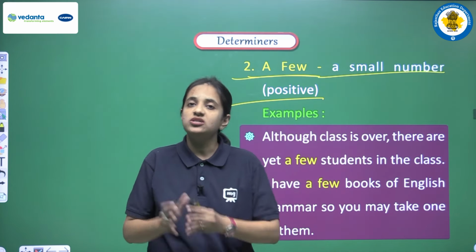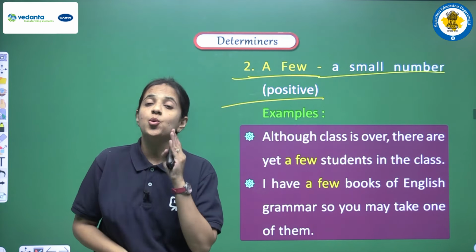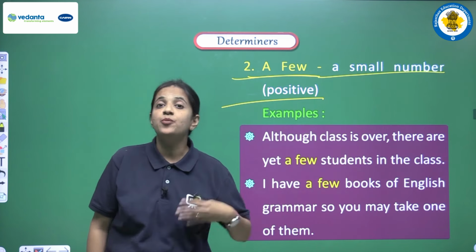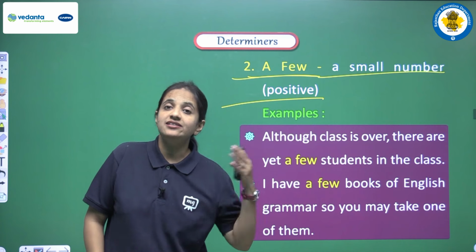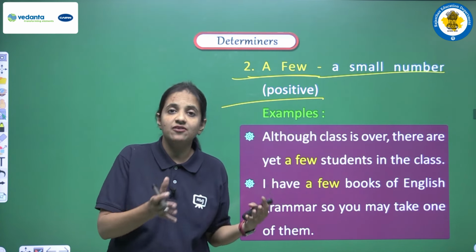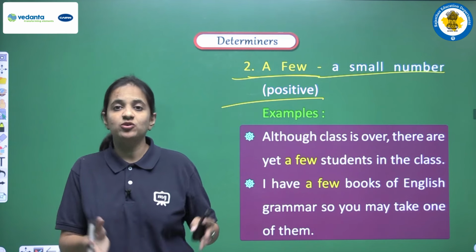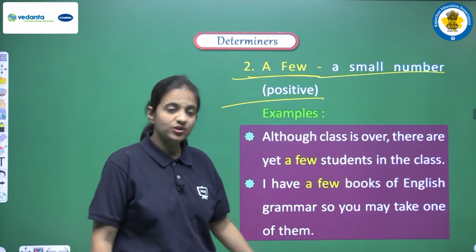So when we are using few, at that time the sentence is having a negative meaning, and when we are using a few, at that time the sentence is having a positive meaning. Few means nothing, just like nothing, and a few means yes, we are having some number, some quantity, and now we are talking about the positive sense. Okay, so let's see some examples to clear this thing.